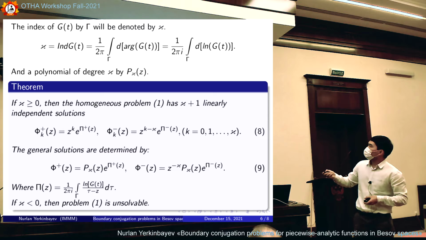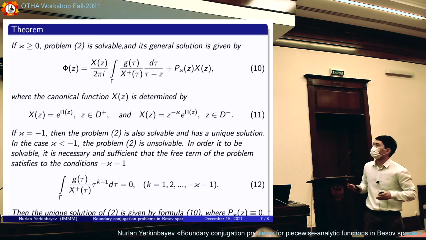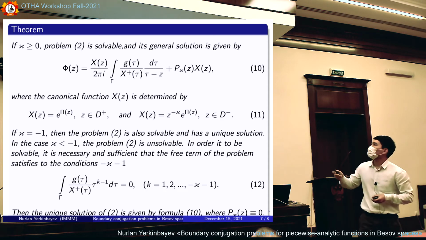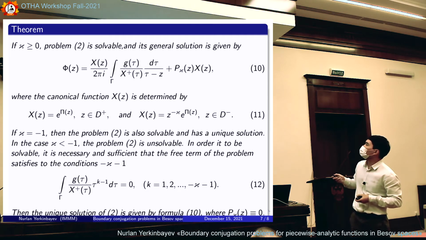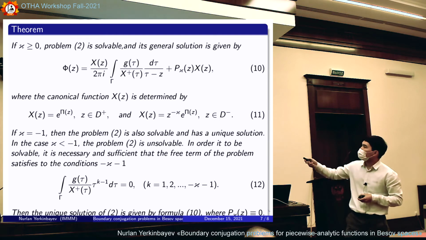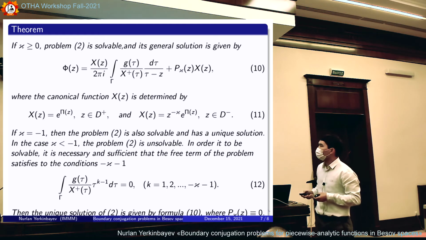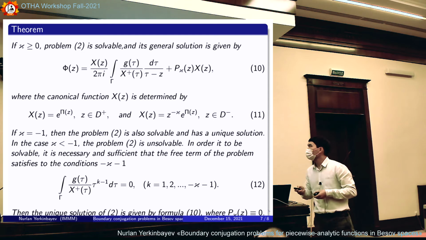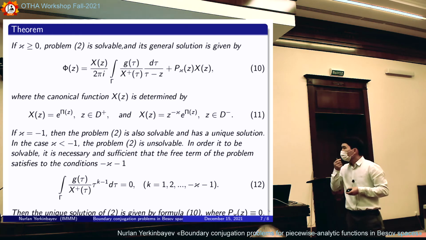And then a second theorem: if kappa is non-negative, problem 2, the inhomogeneous problem, is solvable, and its general solution is given by this formula, where the canonical function X z is determined by this formula. And here, if kappa equals -1, then the inhomogeneous problem is also solvable and has a unique solution.